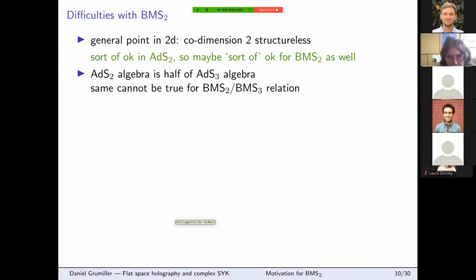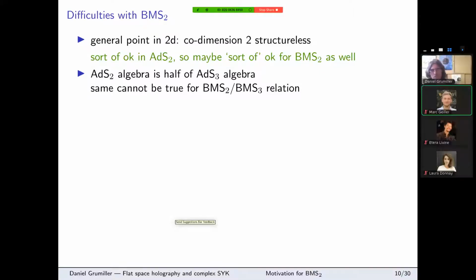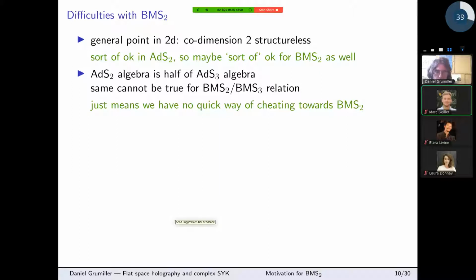Another issue is that it's very easy to get the AdS2 algebra from the AdS3 algebra. You just take 1 chiral half and then you're done. But the same cannot be true for the relation between BMS2 and BMS3, because there's no natural way to split the BMS3 algebra into 2 chiral halves. So, you know, that just means we have no quick way of cheating towards BMS2. We have to do a proper analysis in 2 dimensions.